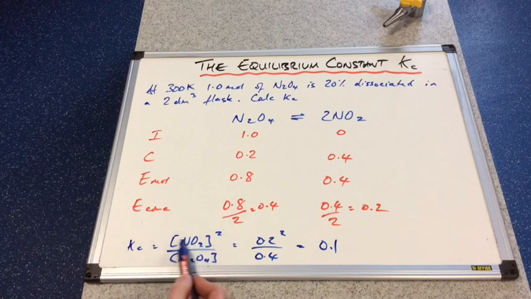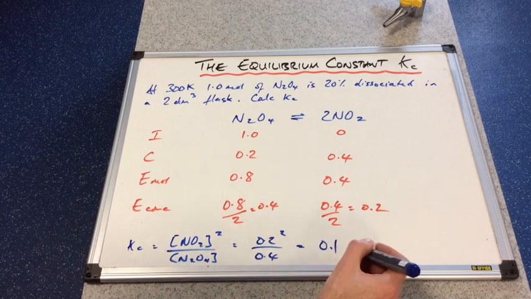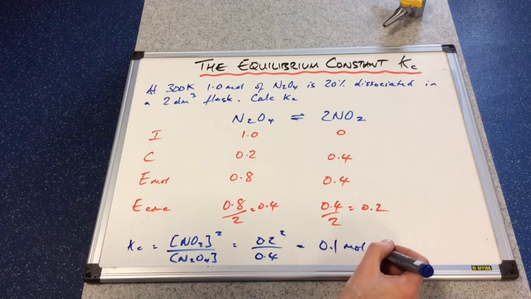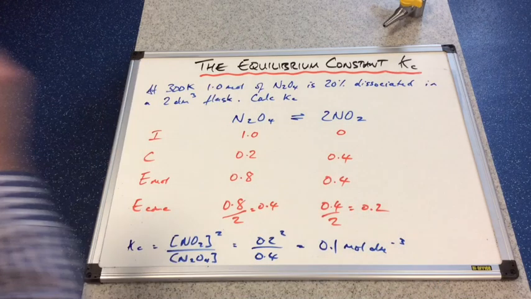We've got moles per decimeter cubed squared divided by moles per decimeter cubed. So this moles per decimeter cubed will cancel. We'll be left with 1 on the top, so it's just moles per decimeter cubed in this case.